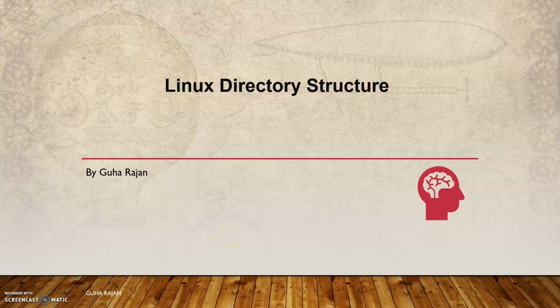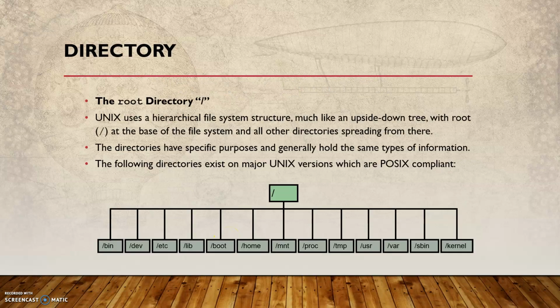So generally if you look at the Linux directory structure, there is a root directory. It is called an upside down tree, because root is at the top and then down come all the branches. That's why it's called the upside down tree, and each of the directories has specific purposes.